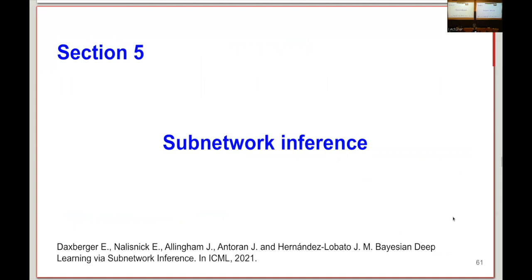Good. So I think that's a summary of some previous work on trying to scale up this Laplace approximation. I'm going to describe now another approach that is going to also scale up this Laplace approximation in a different way. And it's going to be based on subnetwork inference.